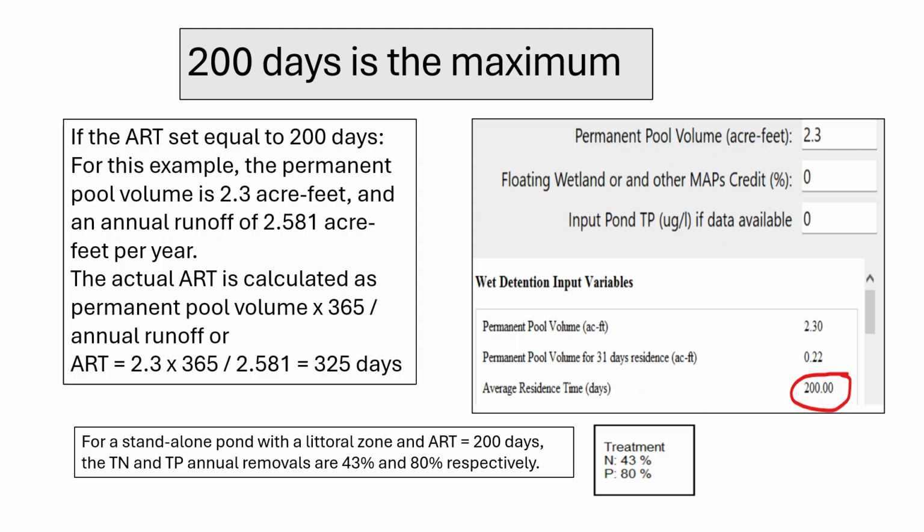While the annual residency time, or ART, can be calculated to be quite high, for many regulatory and calculation purposes, it's often capped at a maximum of 200 days.